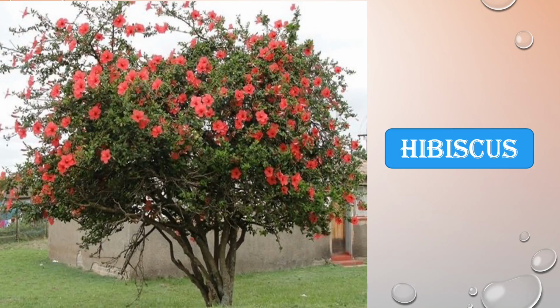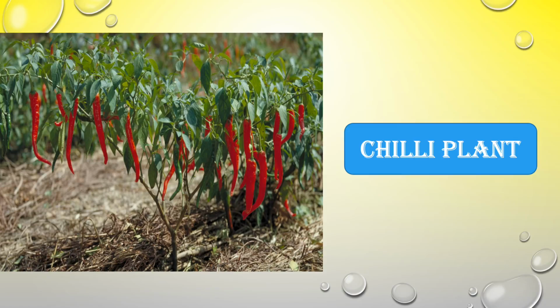Hibiscus. The branches of this hibiscus plant also grow close to the ground. So, it is a shrub. And so is the chili plant. The branches of this plant also grow close to the ground.